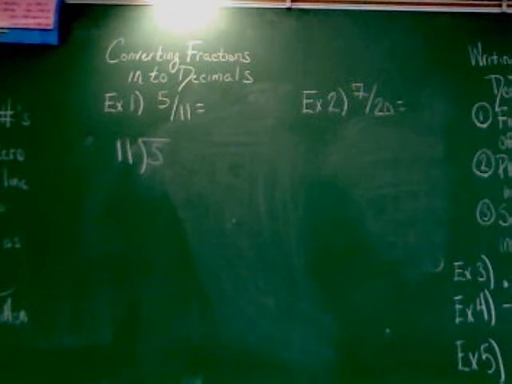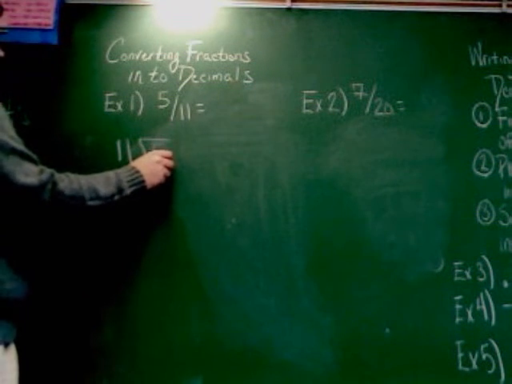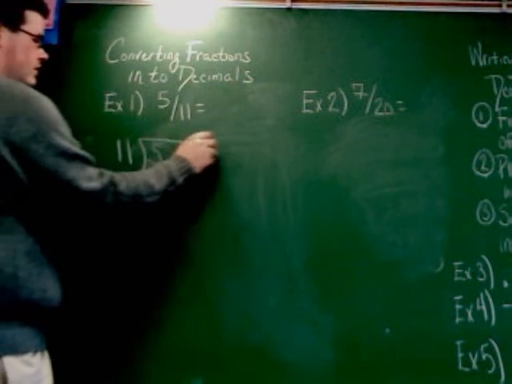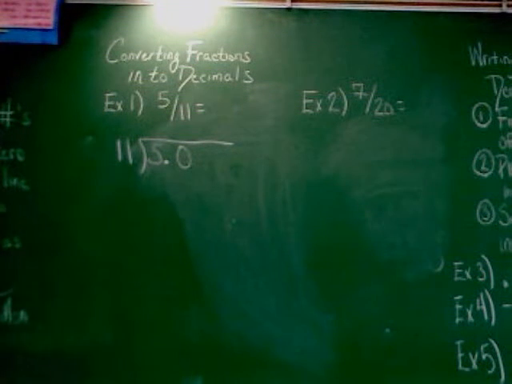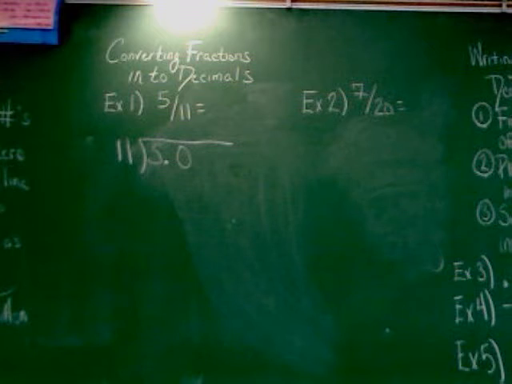Remember, on the inside of the division problem, you add the decimal point, and you add a 0. You can add as many zeros as you need to. When you're doing the long division, you ignore the decimal. You just go, boop, gone. The decimal only comes into play in the answer.